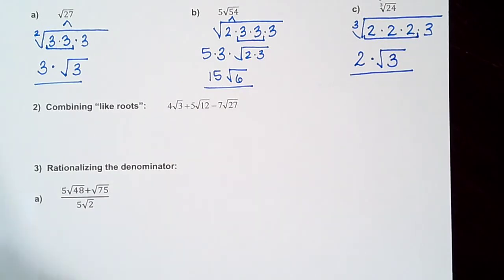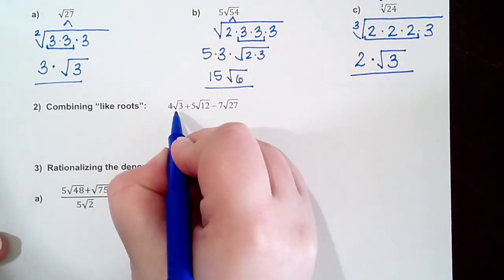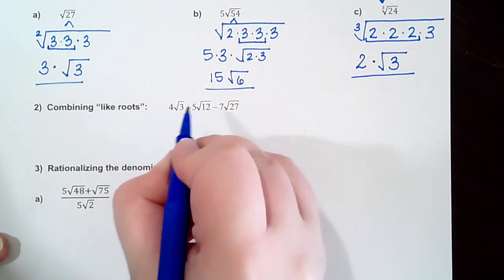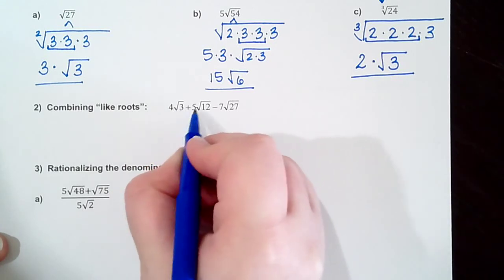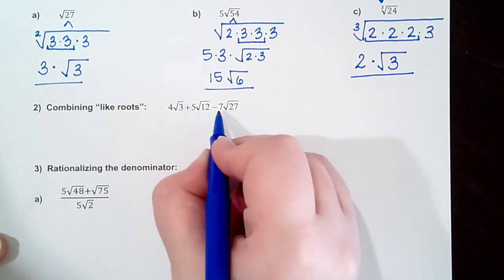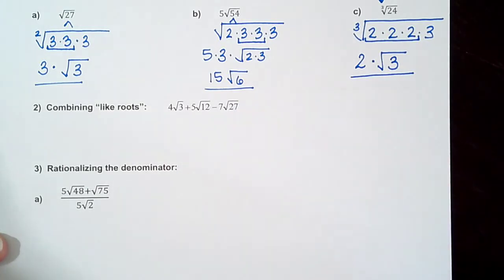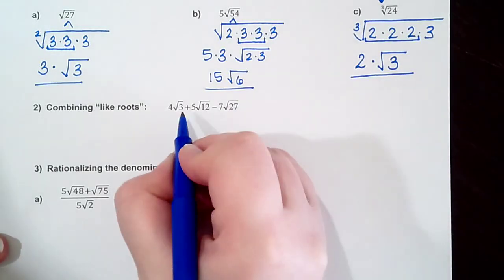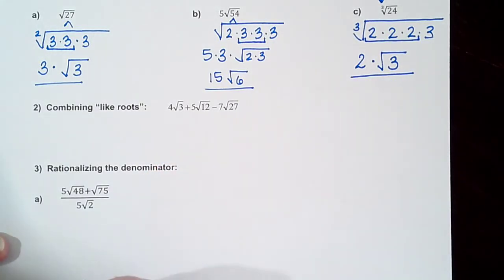All right, combining like roots. I think these look a lot more complicated than they are, but I'm going to show you why they're not. Essentially what we're going to do is right now we've got something that is 4x plus 5x squared plus or minus 7x cubed. They're not like because none of their square roots are the same.